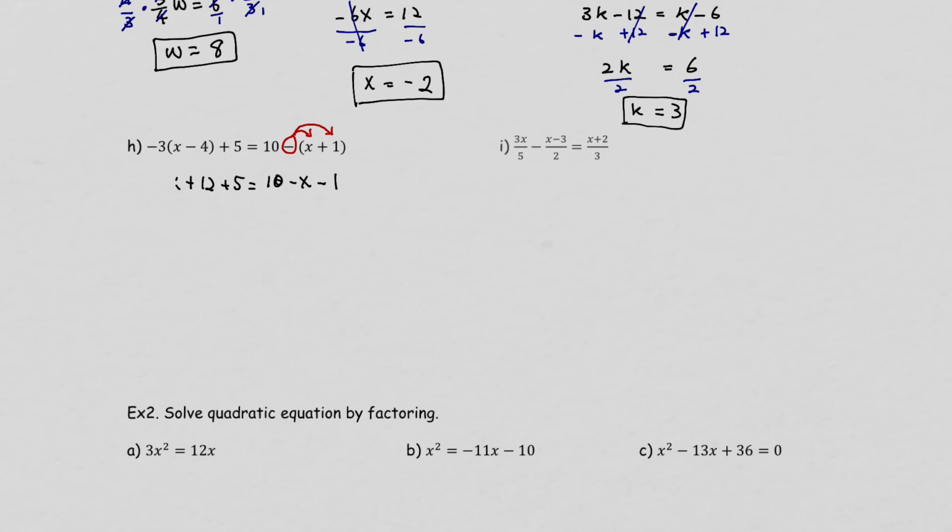So then, let me erase this negative. Hold on. I'm trying to write negative 3x. Oh, that was the black.